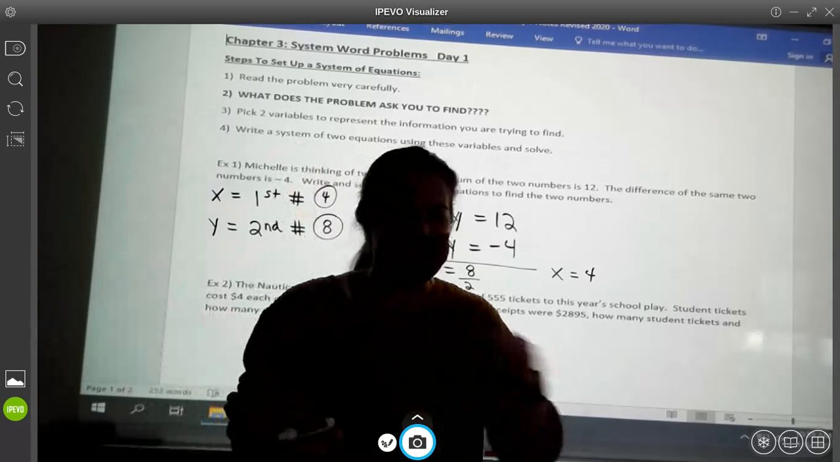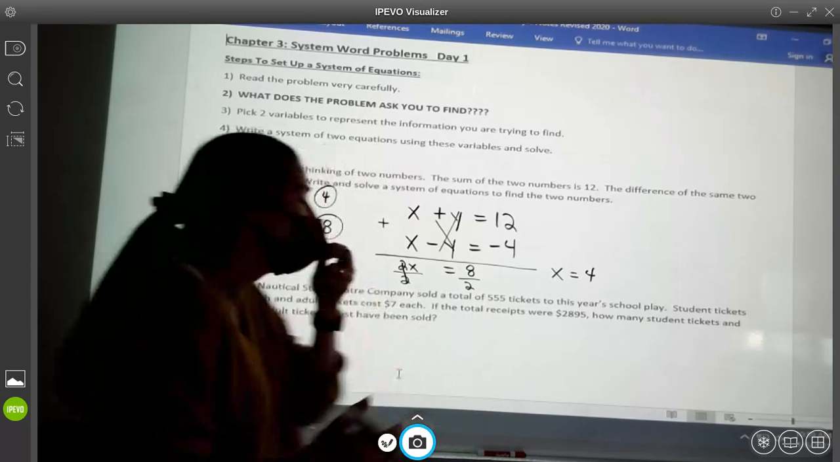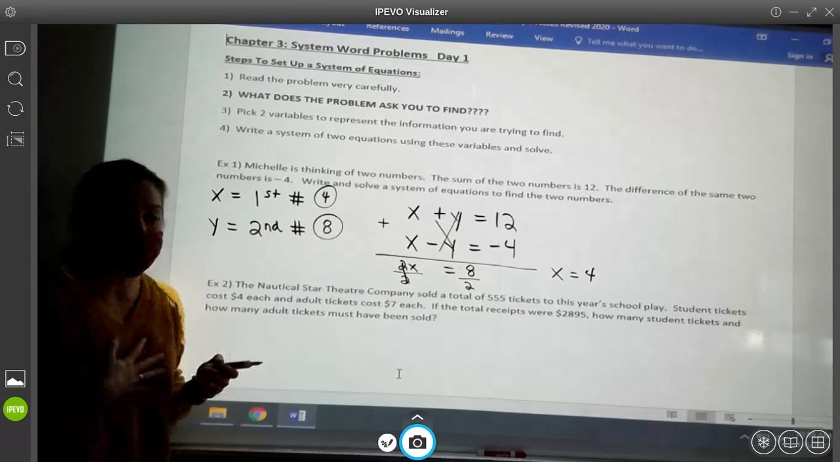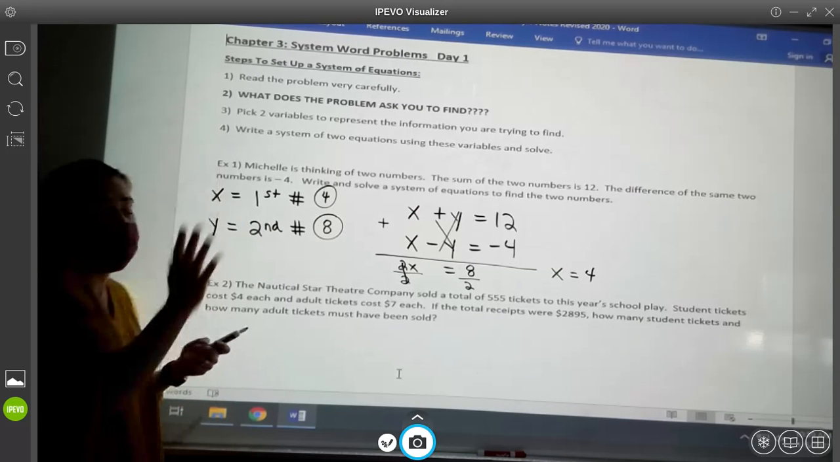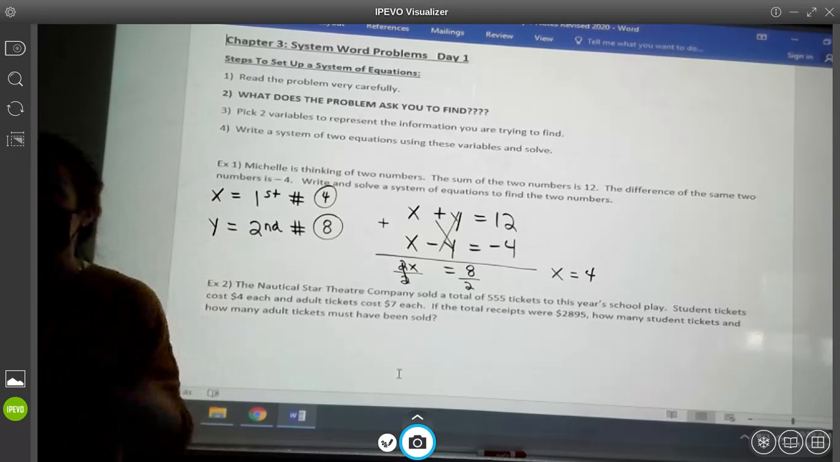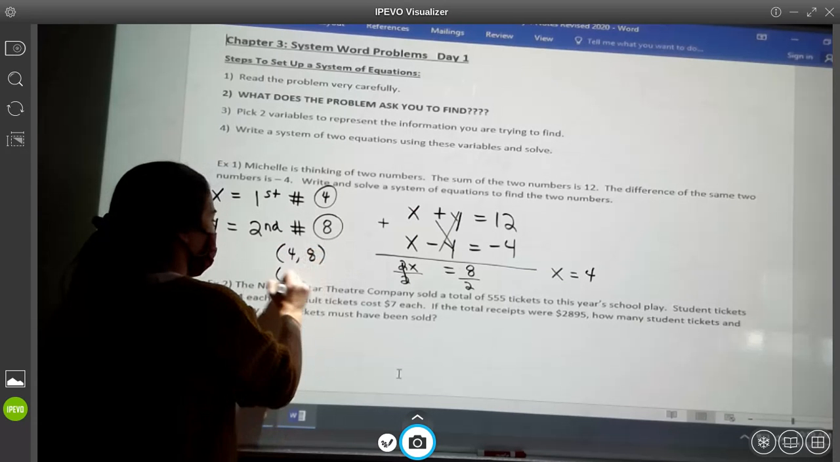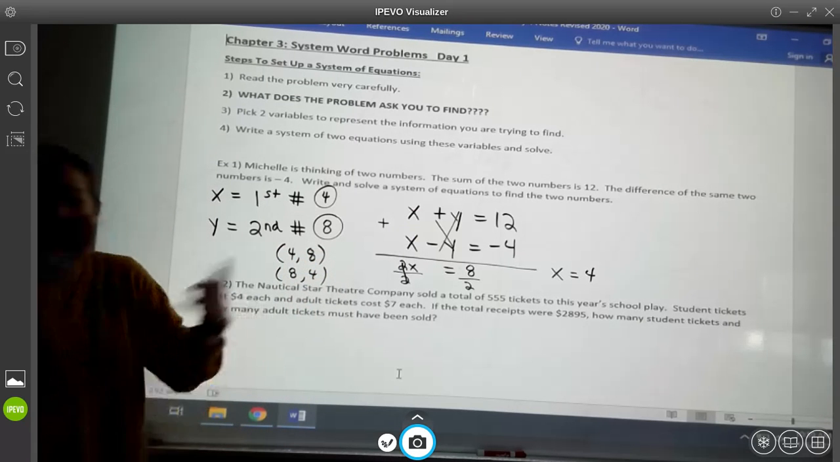The other ones, you just have to write the system. But on the ones where you have to solve, they're going to ask you to write your answer as an ordered pair. But I don't know what variables you used, and maybe you let x be the second number and y be the first number. So when you write the ordered pair on quizzes, the order won't matter. If you write 4, 8 or 8, 4, it's okay. It's going to accept both of them.